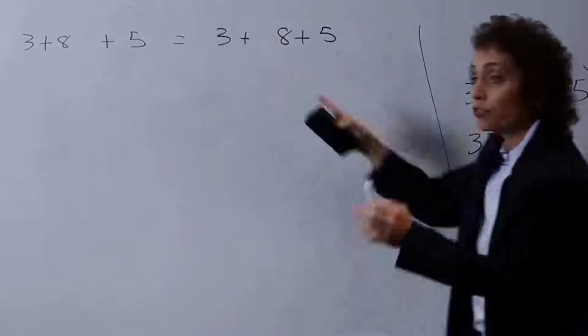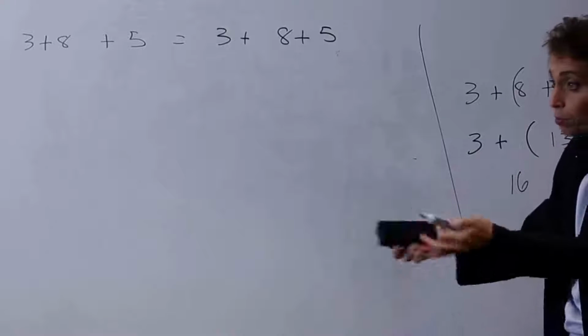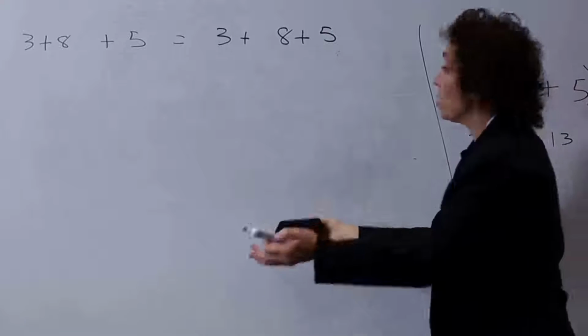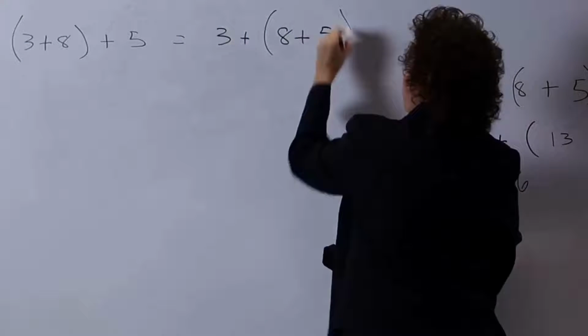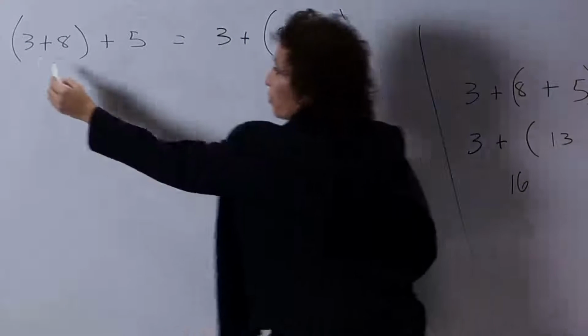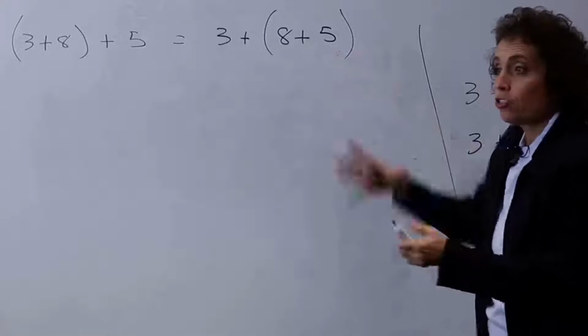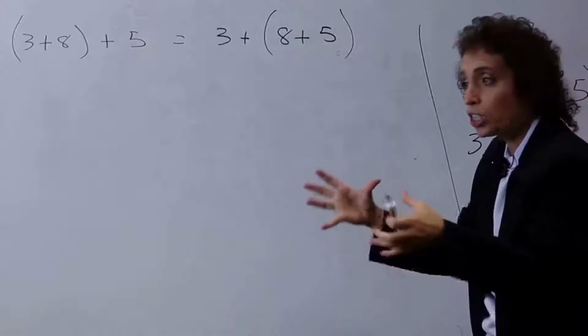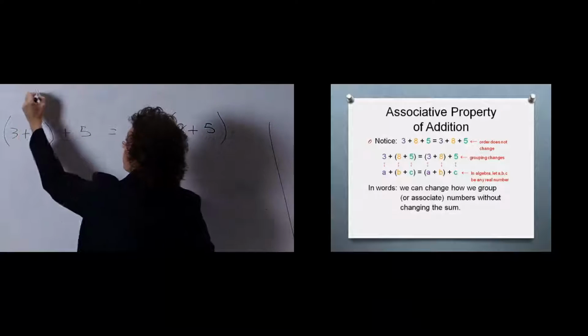3, 8, 5; 3, 8, 5. So they're in the same order, which means this is not the commutative property, because if it was the commutative property, the order would have changed. Okay? But what changed is my grouping. Here, the 3 was hanging with the 8, but now here the 8's hanging with the 5. So who you're hanging with or who you're associating with is changing. That's why we call this the associative property.